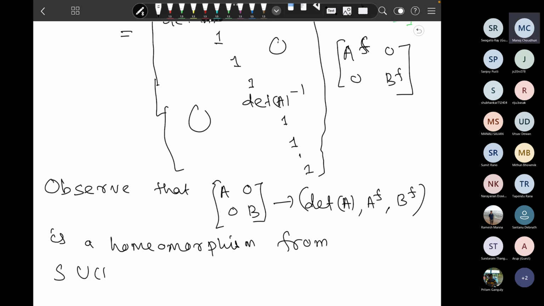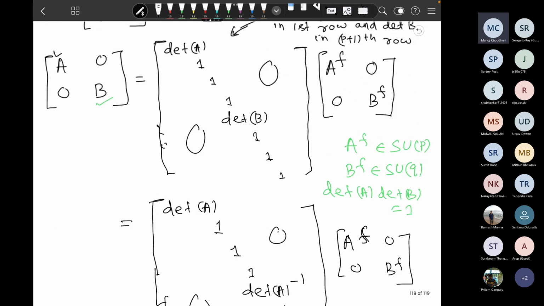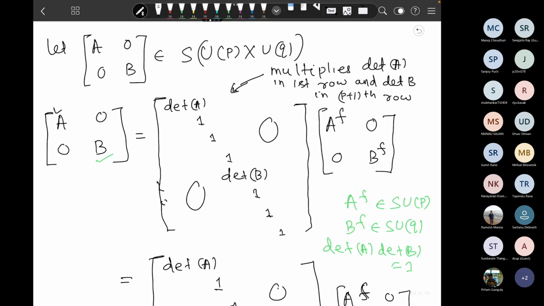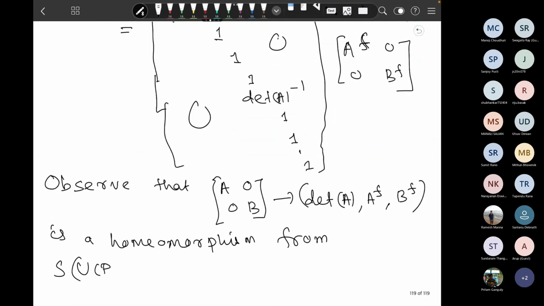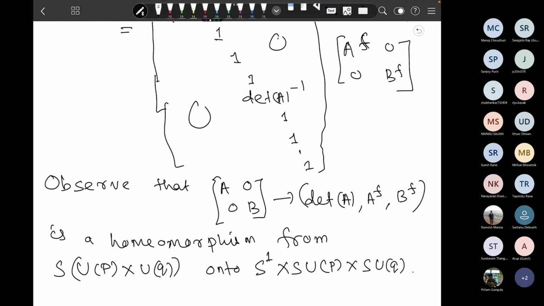I didn't understand this part. How did you bring this determinant A inverse? Because since A, 0, 0, B belongs to S of UP cross UQ, that precisely implies that the determinant of A into the determinant of B is equal to 1. That is a part of the definition. Okay, fine. Did you get it? So from there, this is UP cross UQ onto S1 cross SUP cross SUP. Okay, so this is a homeomorphism.